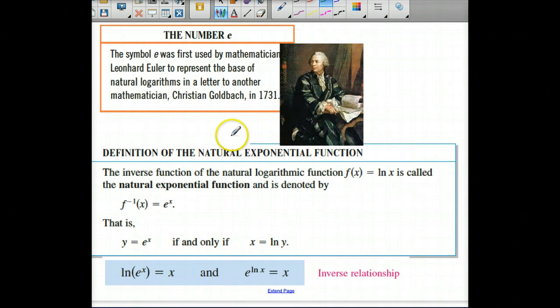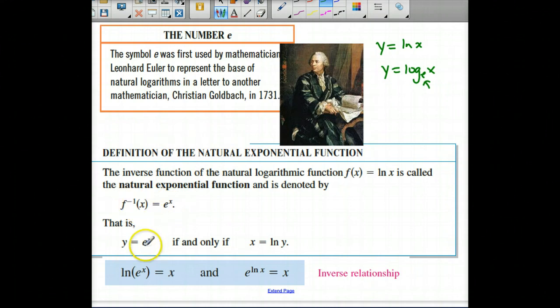Leonhard Euler, our German mathematician, was the first mathematician to use the symbol e. He was talking about the base of natural logarithms in a letter to another mathematician. Because remember, the natural log of x is just a shorter way of writing that. And so that's Euler's number. We've talked about that before.